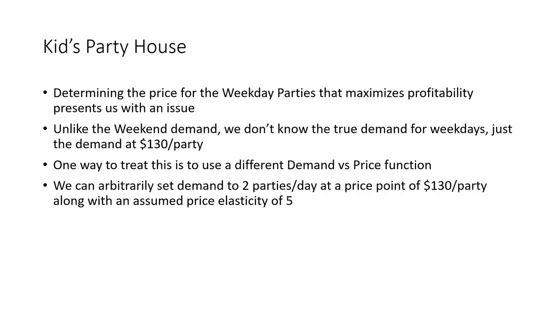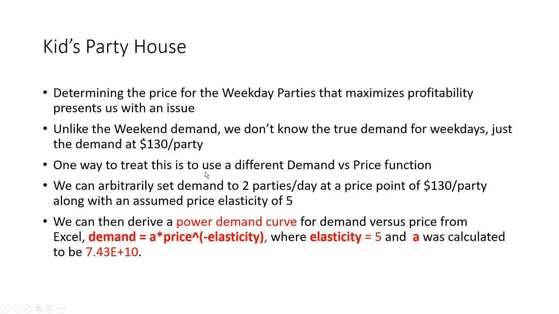So one way to treat this situation is to use a different kind of demand versus price function. And so we arbitrarily set the demand at 2 parties per day when the price point was $130 per party. And as we mentioned earlier, we assumed a price elasticity of demand equal to 5. Using these pieces of information, we could then develop what's called a power demand curve for demand versus price. And we could calculate this from the Excel Solver optimization engine.